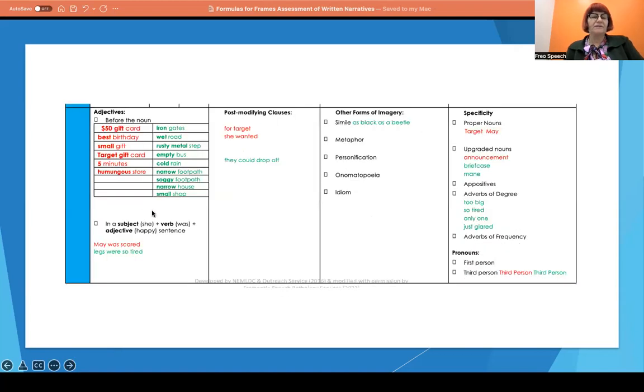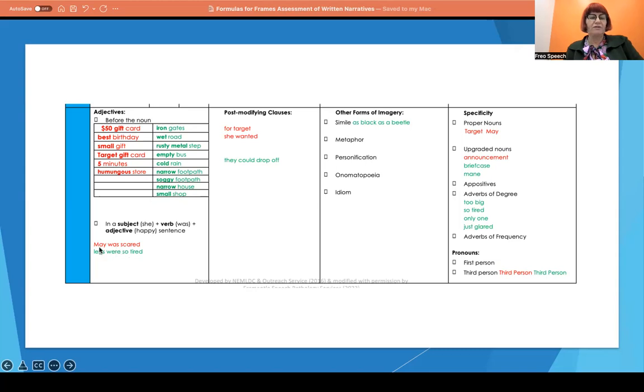Next is the adjectives. So you've got best, small, humongous, that's her best there. Now we've got iron gates, wet road, rusty metal step, empty bus, cold rain, narrow footpath, soggy footpath, narrow house, small shop. So again, she's got so much more invested in creating imagery for her reader in that post-test.